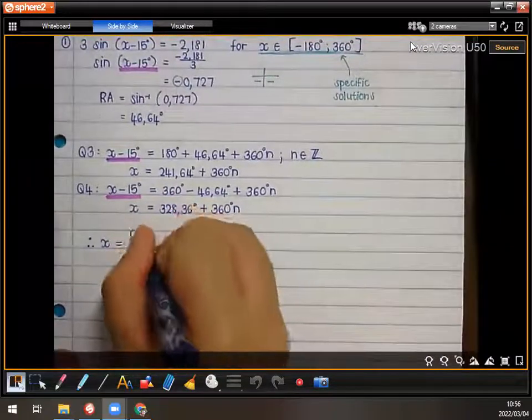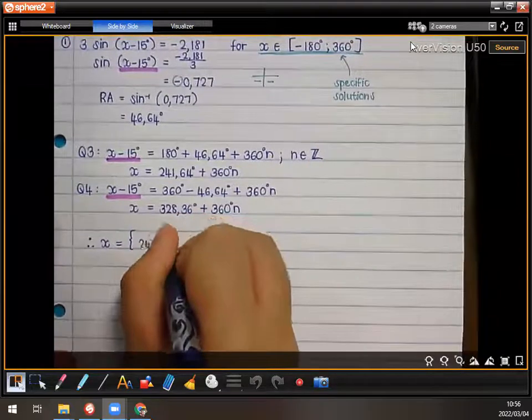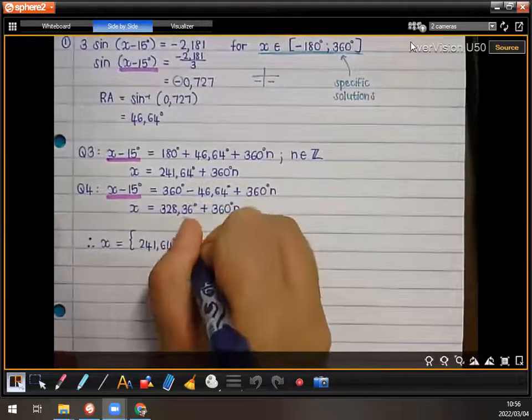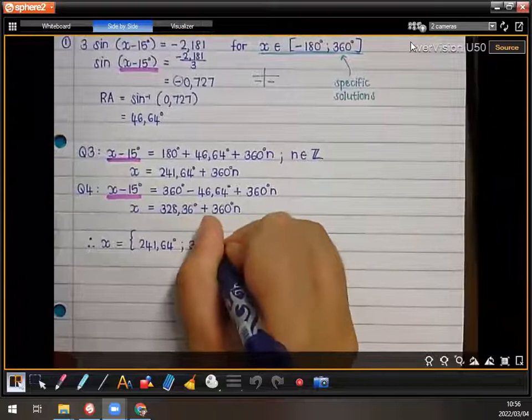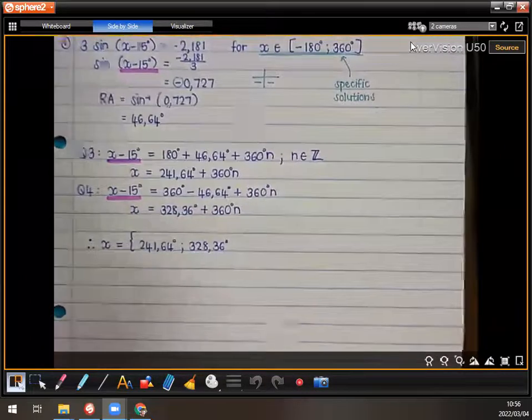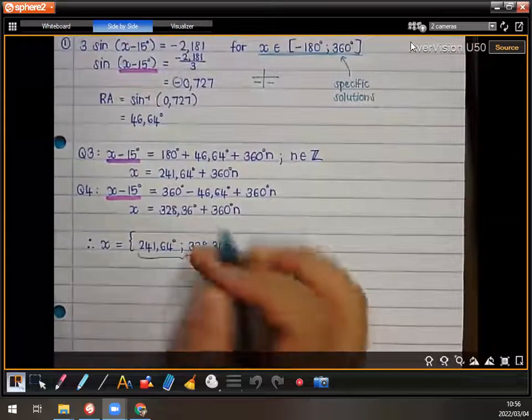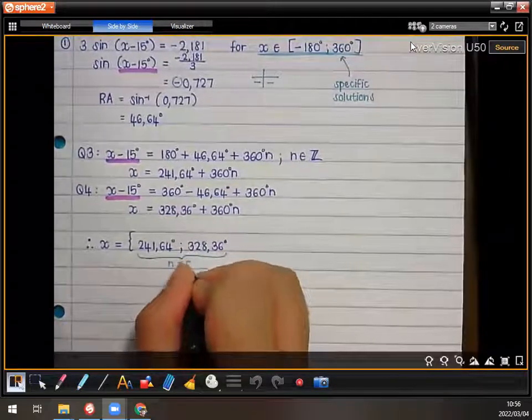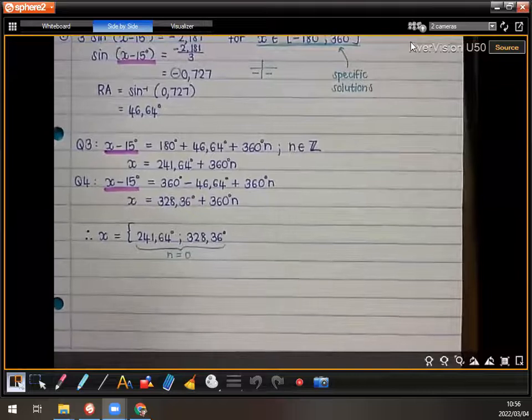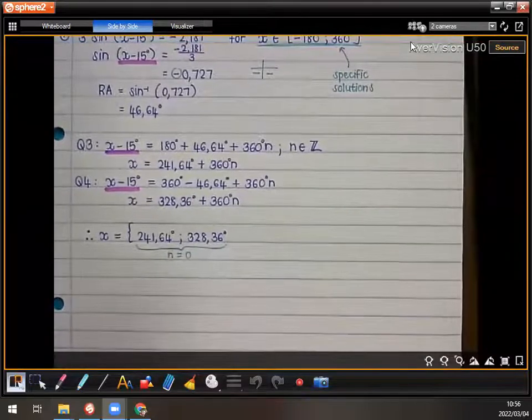So it was 241,64 degrees and 328,36 degrees. I'm just going to write underneath these two. I'm just going to group them together. This is what we get when n is 0. Just as a reminder of where that actually comes from.